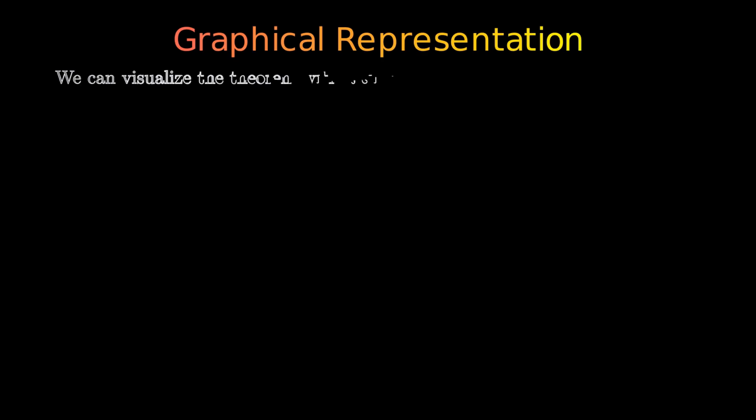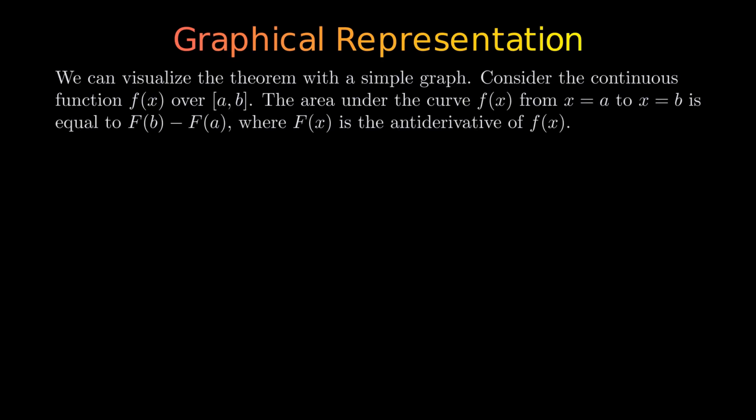We can visualize the theorem with a simple graph. Consider the continuous function f over [a, b]. The area under the curve from a to b is equal to F(b) minus F(a), where F is the antiderivative of f. This graphical representation aids in understanding the connection between integrals and antiderivatives.